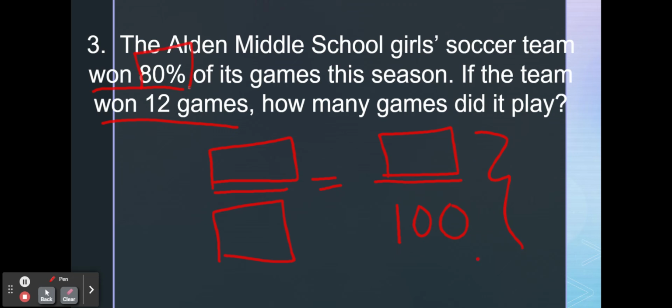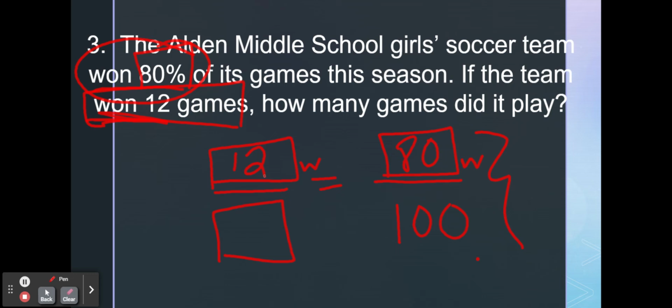So I'm going to identify each piece. Well, I've got my 80% here. So I'm going to put that 80 over 100 because I know that 80% means 80 over 100. It also says that they won 12 games. Let's see if that connects. This says they won 80%. So technically, this is the W for win, right? So I need this to also be the W for win. And is that the case? Yes, it says 12. So I can place my 12 here.